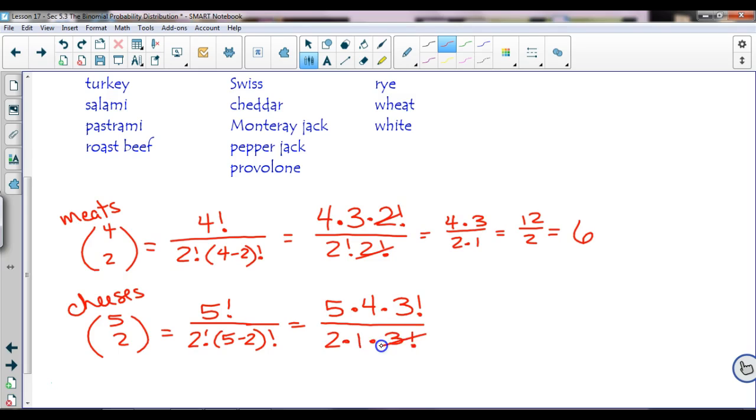So I have 5 times 4 times 3 factorial over 2 times 1 times 3 factorial. I started to do it on this one, that way I don't have this extra step right here. 5 times 4 is 20. 2 times 1 is 2. And 20 over 2 is 10.